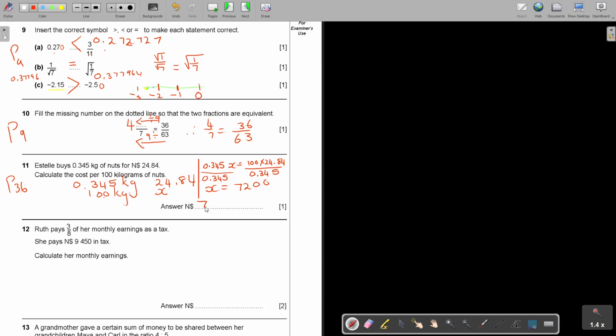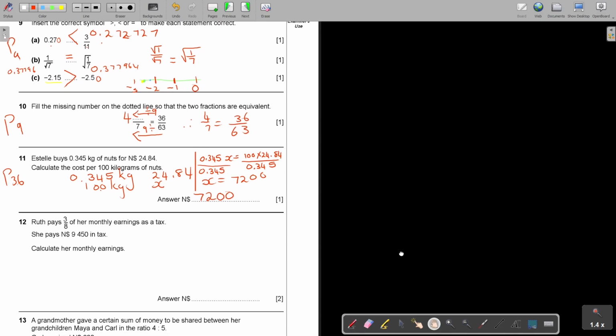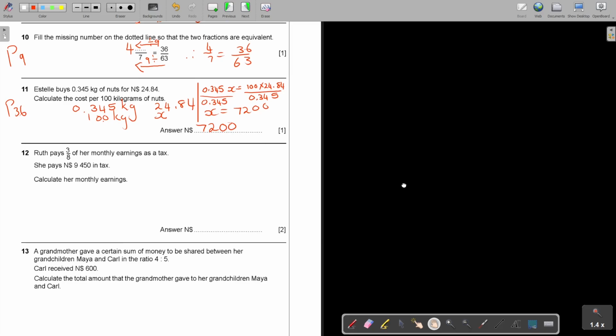It's going to be 7,200, because 100 kilograms of nuts is quite expensive, but very healthy. Okay, so let's go on. Question number 12. In question number 12, you will find this on page 36.